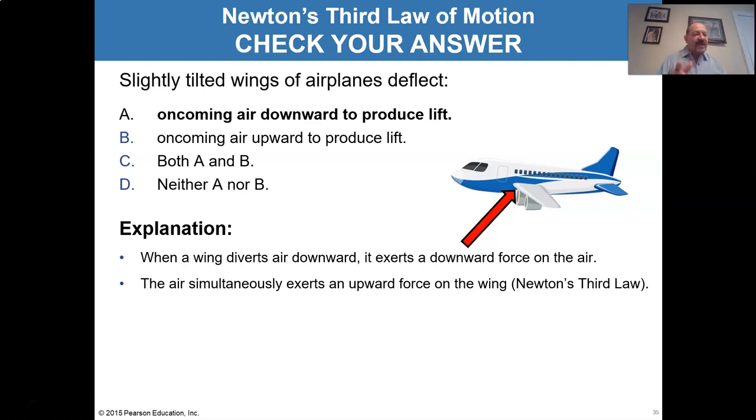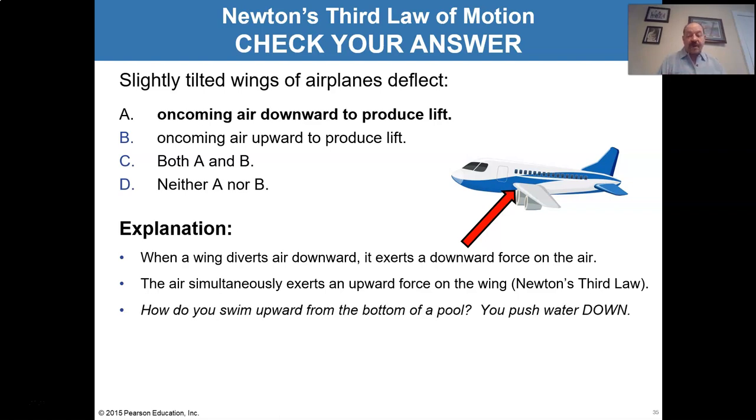It's not the only explanation for a plane flying. There are actually multiple things, but this is one of the big important explanations of why planes work. So how do you swim upward when you're at the bottom of the pool? It's the same thing. You're pushing water down with your hands, and your body will start popping up to the top. Of course, you also have buoyant forces that are pulling you up, and we'll talk about those in another unit, unit 12, I believe. No, unit 13.